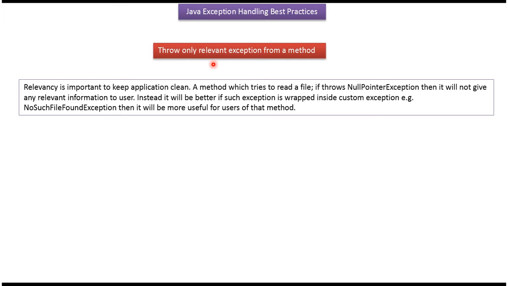Throw only relevant exceptions from a method. Relevancy is important to keep the application clean. If a method which tries to read a file throws a null pointer exception, then it will not give any relevant information to the user. Instead, it will be better if such an exception is wrapped inside a custom exception, for example NoSuchFileFoundException, then it will be more useful for users of that particular method.